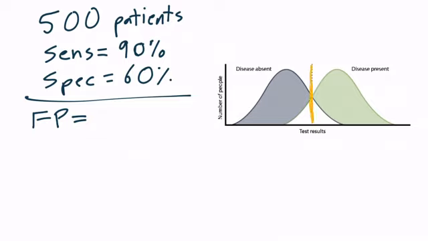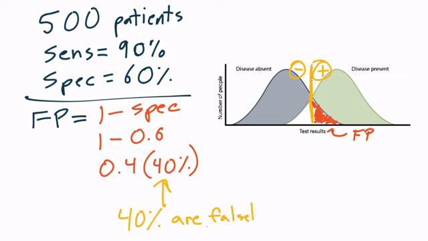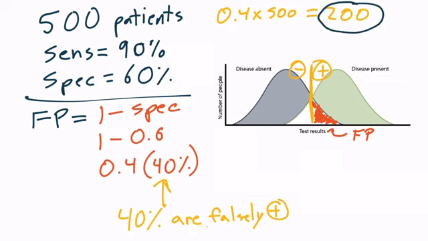So assuming this is our cutoff line, and above this is positive, and below this is negative, our false positive group would be these guys right here. Now recall the equation for false positives. It's 1 minus the specificity. Our specificity is 60%, which is 0.6, which gives us a false positive rate of 0.4, or 40%. So now we know that 40% of our patients are false positive. And we had 500 patients, and 40% of 500, or rather 0.4 times 500, is 200. Therefore, we had 200 patients show up as false positive. And that concludes this section.